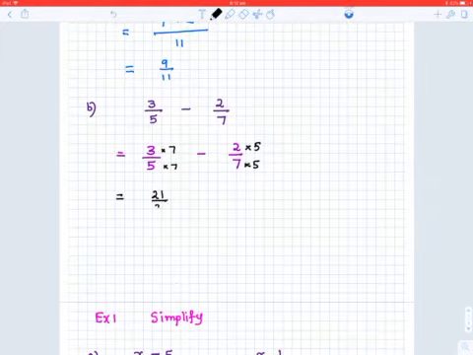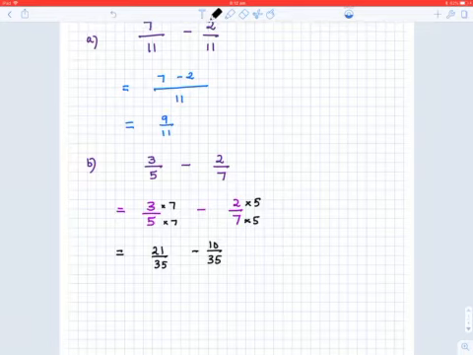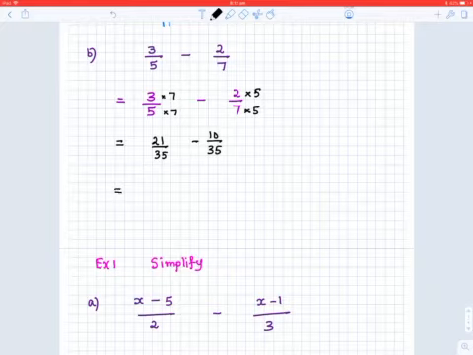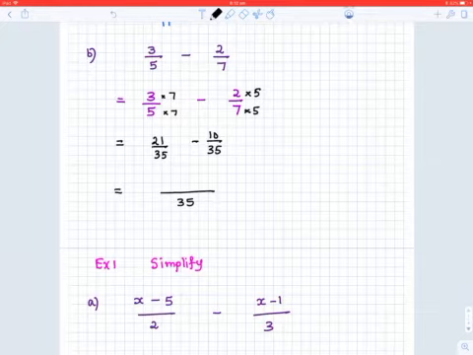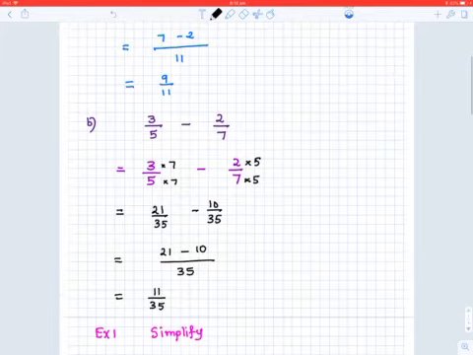Now I'm going to rewrite the question as 21 over 35 take away 10 over 35. Now this becomes like the previous question, where the denominators are the same, a common denominator. So we write the common denominator, and the numerator is going to be 21 take away 10. So your answer is going to be 11 over 35.